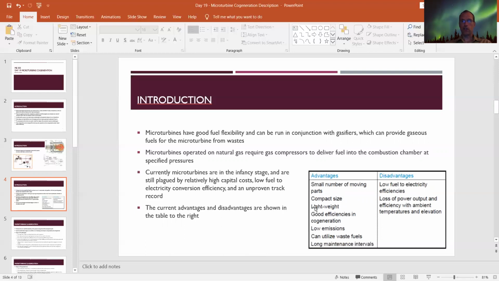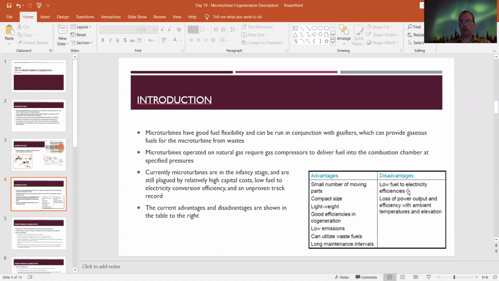The current advantages and disadvantages are seen in this table here. Again, small number of moving parts, not very much maintenance, small size. It has fairly low fuel to electricity efficiency, but if you use cogeneration, those heat exchangers, and take the exhaust gases at a fairly high temperature and use some sort of heat recovery system on them, you can increase that efficiency to a decent level. Then low emissions, and you can also use almost any fuel you want. Waste fuels are another option here.